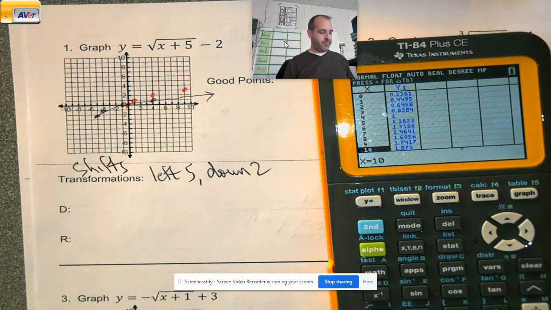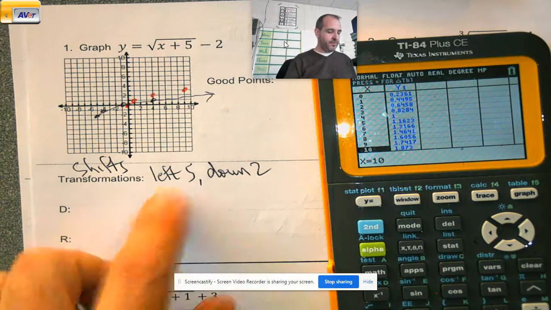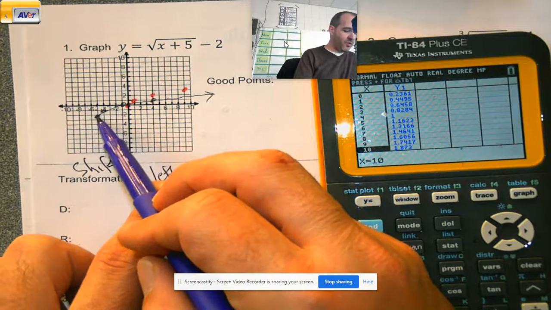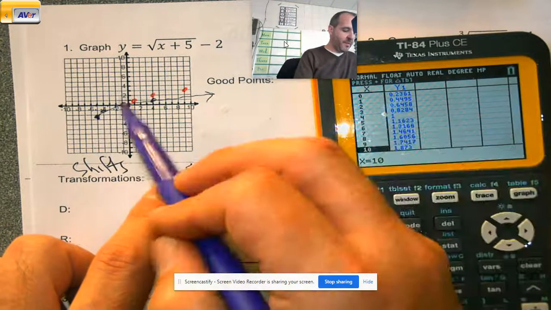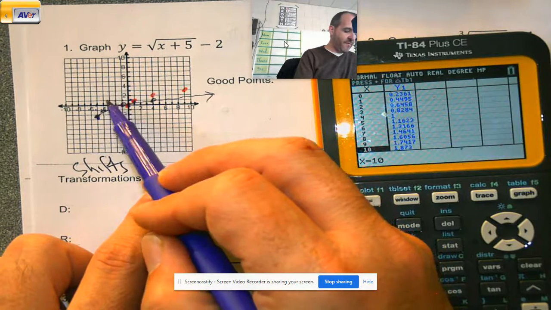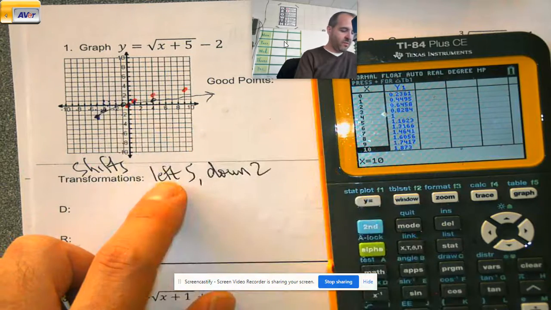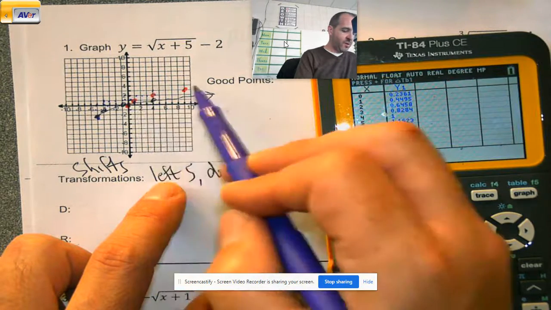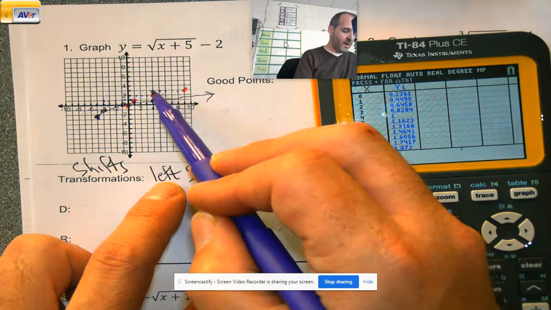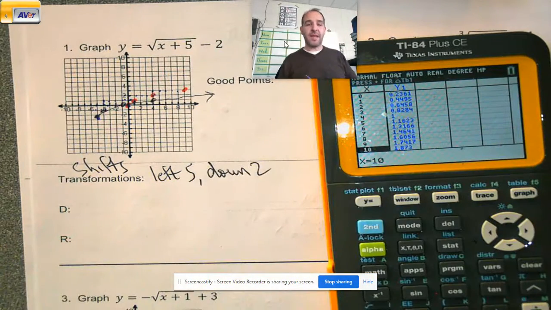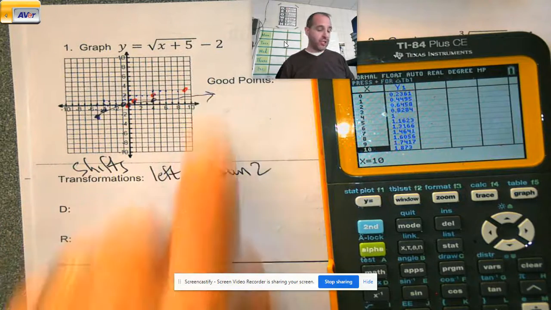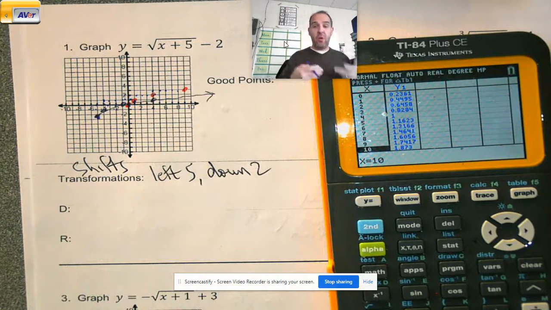3. Check this out. Okay, my shifts. Left 5. And down 2. There's my first point. Left 5 and down 2. I don't even need the calculator. I just plot my original parent points and then just do the shifts and I'm done. They both work. That's the deal here.